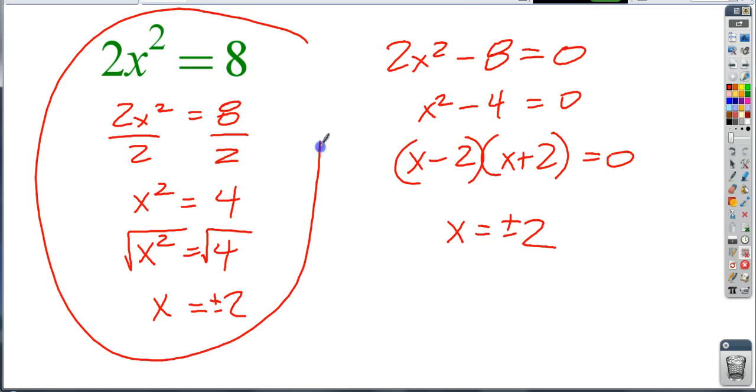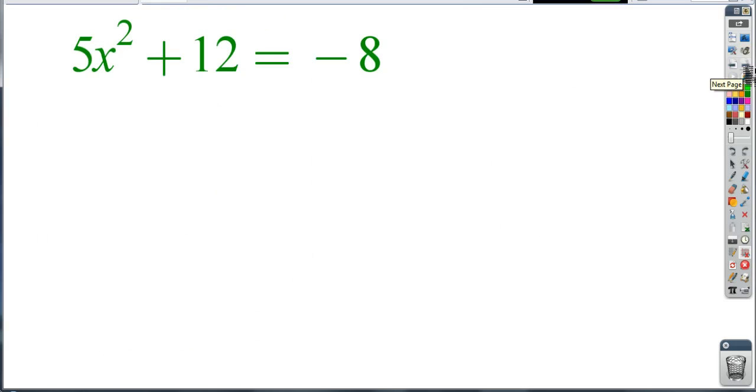This method here is what I want you to practice, though. That's what we're practicing right now. So here's another one. Go ahead, you can try solving this real quick.